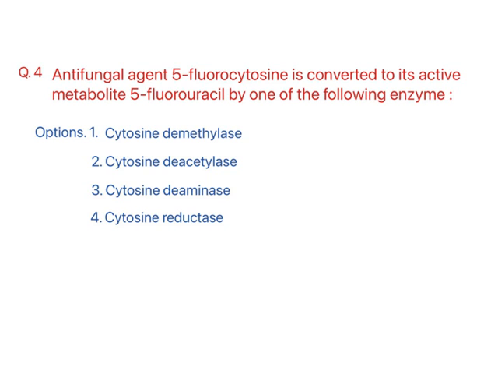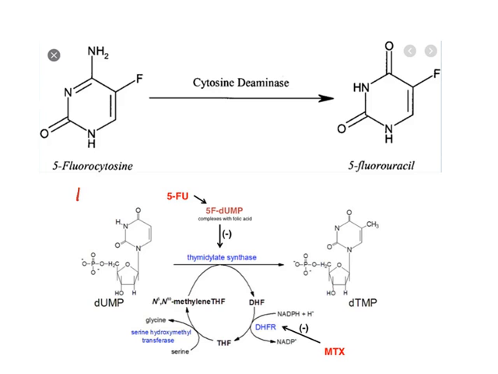Now, moving further, see, antifungal agent 5-fluorocytosine is converted to its active metabolite 5-fluorouracil by one of the following enzymes. See, everything is related to cytosine. Cytosine demethylase, deacetylase, deaminase, reductase. Now, in order to answer this question, you need to know what happens with this 5-fluorocytosine. See, this 5-fluorocytosine is converted to 5-fluorouracil in the presence of enzyme cytosine deaminase. It happens only in fungal organisms but not in human beings.